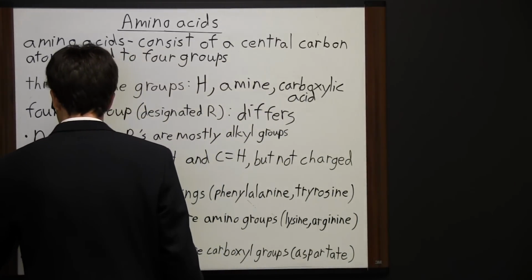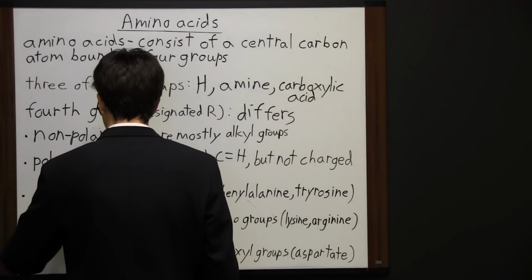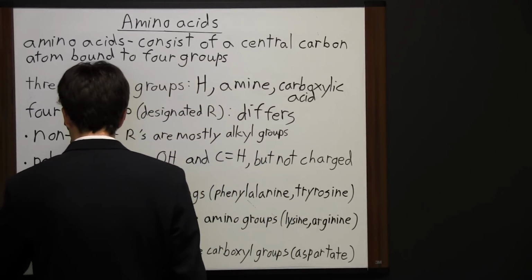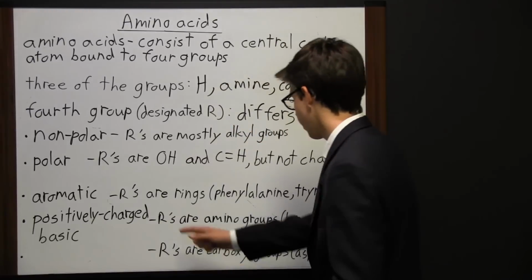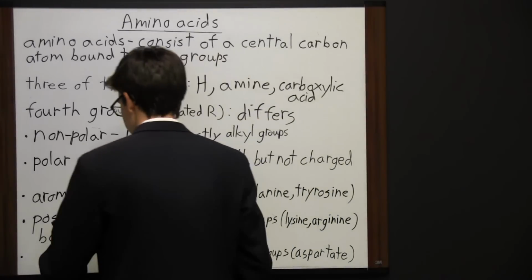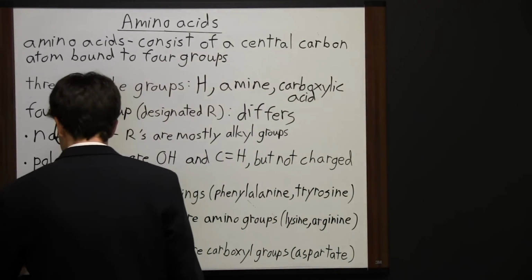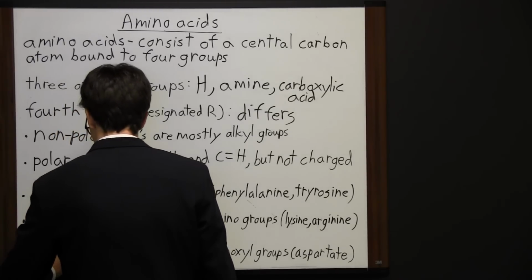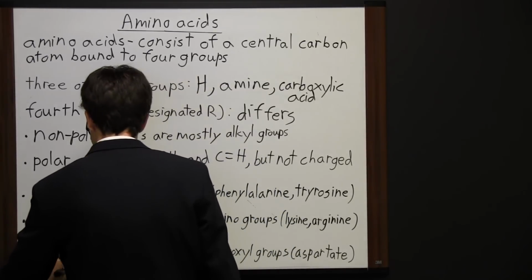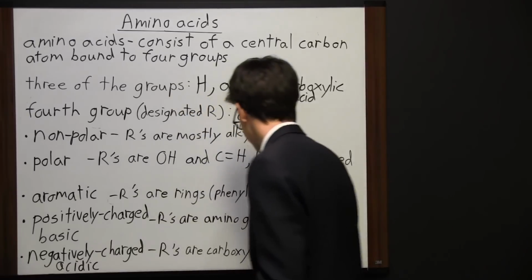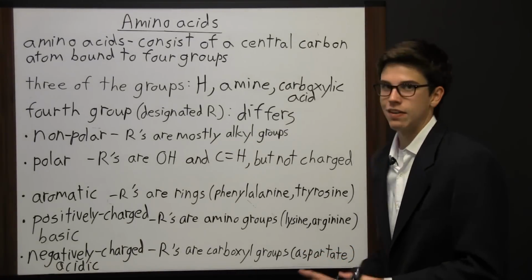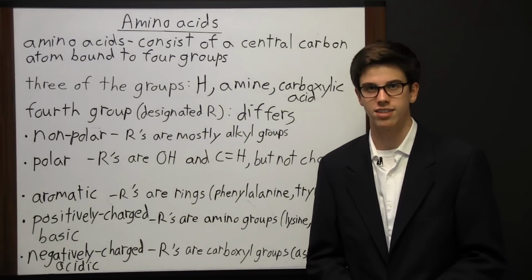And then another group is what we would call positively charged, or we could also call this basic. And by basic, I don't mean simple. I mean the opposite of acidic. And so here the R's are amino groups like lysine and arginine. And then last but not least, the fifth group is basically the opposite of this. So it's negatively charged, or we could call it the acidic group. So here the R's are carboxyl groups, and so an example of that is aspartate. So that's a look at the 5 different classifications of amino acids.